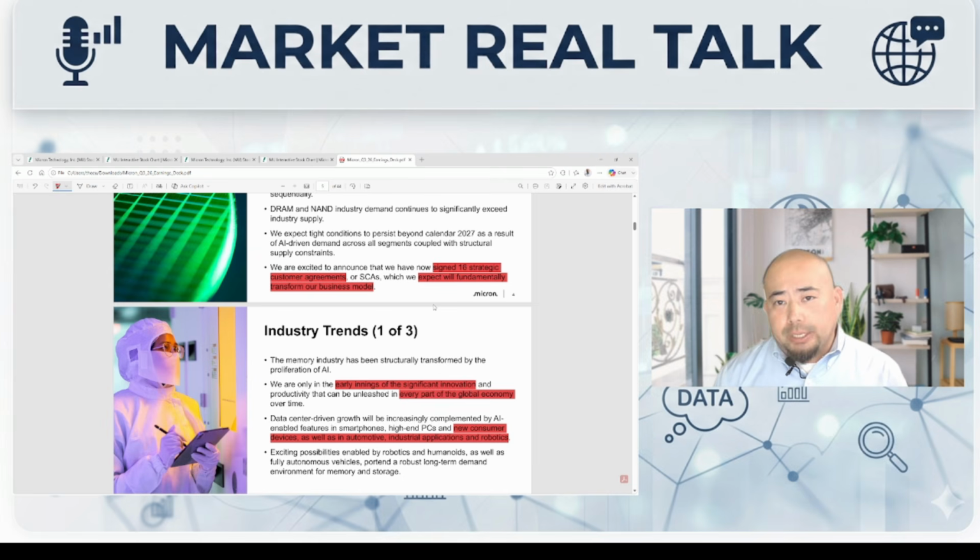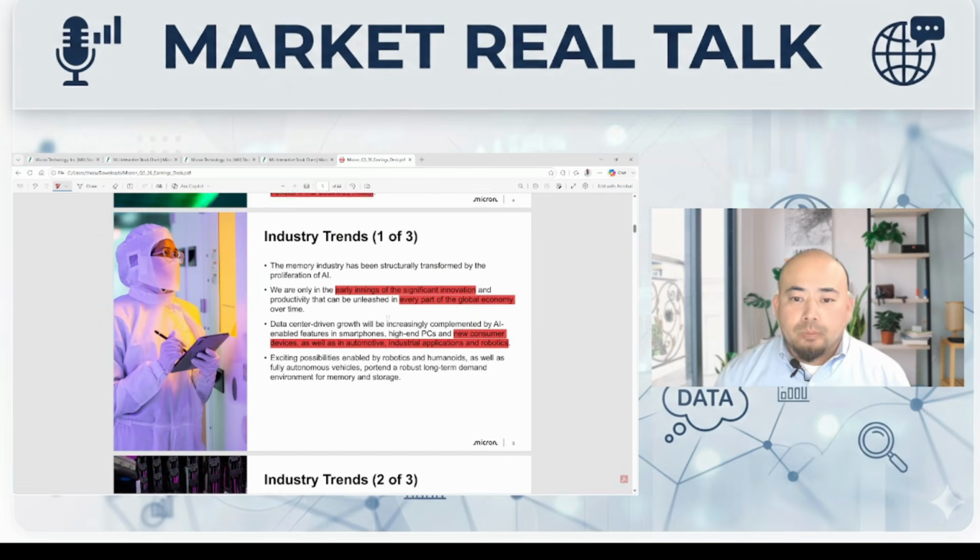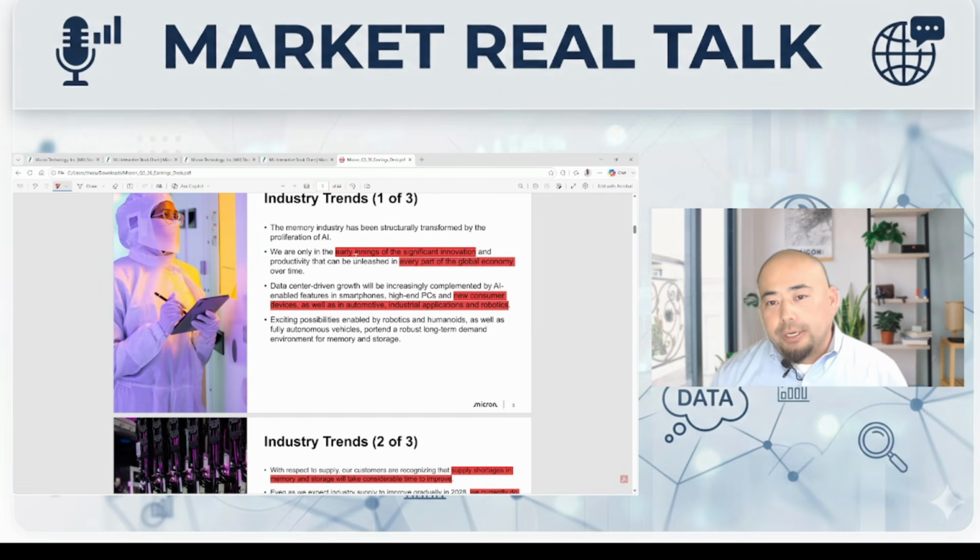All the investors have that stigma of it being a cyclical commodity business that goes up and down after the huge trends, and everybody's scared of that, and that's why they're not getting the targets they deserve. Now, he's saying they're in the early innings of significant innovation that's going to touch every part of the global economy. Wow. So he is making us believe that there's a long runway for Micron.